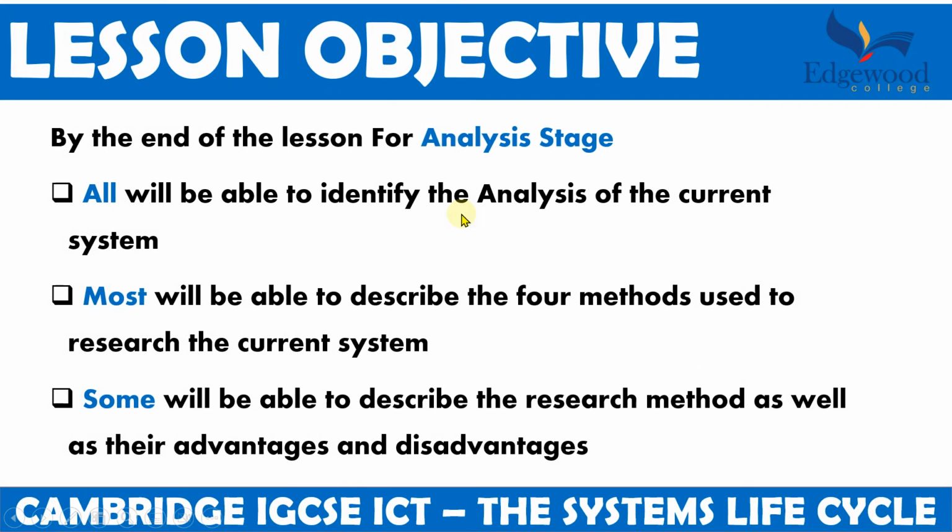In this lesson objective, by the end of the lesson for the analysis stage, all will be able to identify the analysis of the current system. Most will be able to describe the four methods used to research the current system. Some will be able to describe the research methods as well as the advantages and disadvantages.